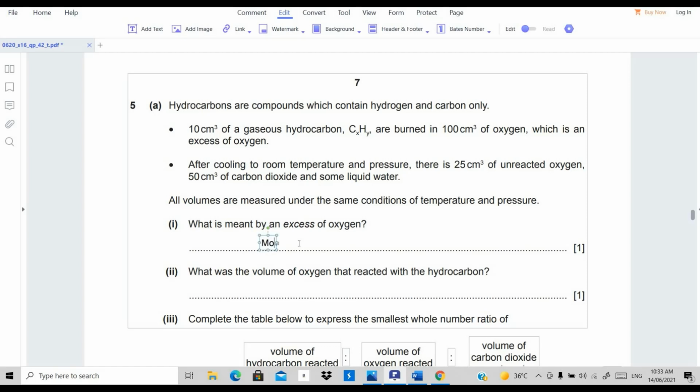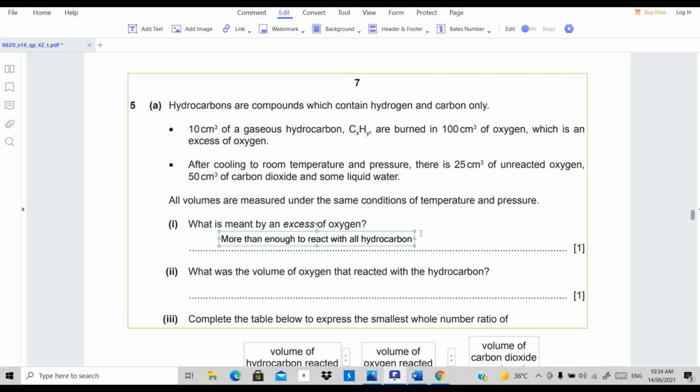You might be familiar with this type of definition because it comes mostly in exams. More than enough to react with all the hydrocarbon. Actually, it's given in the marking scheme also. And the simple IGCSE also has given this definition in the notes. If you're familiar with it, your teacher might also be giving it to you. This is the answer you can write here. Anyways, moving on to the next part of the question.